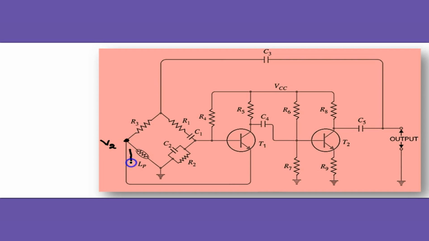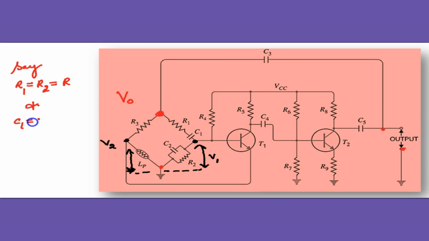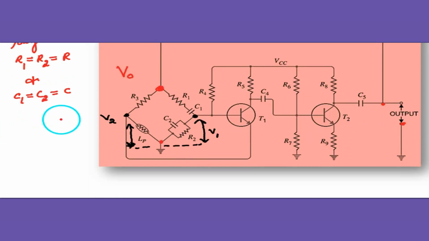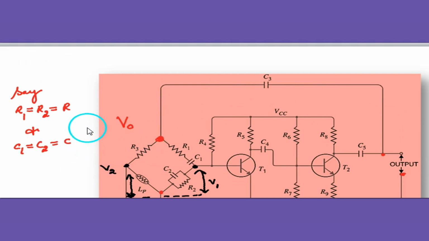V2 with respect to ground, and V1 with respect to ground, and V0 with respect to ground. This is V0 with respect to ground. So let me say R1 equals R2 equals R, and C1 equals C2 equals C. That means this resistor is equal to this resistor, and this capacitor and this capacitor are equal.